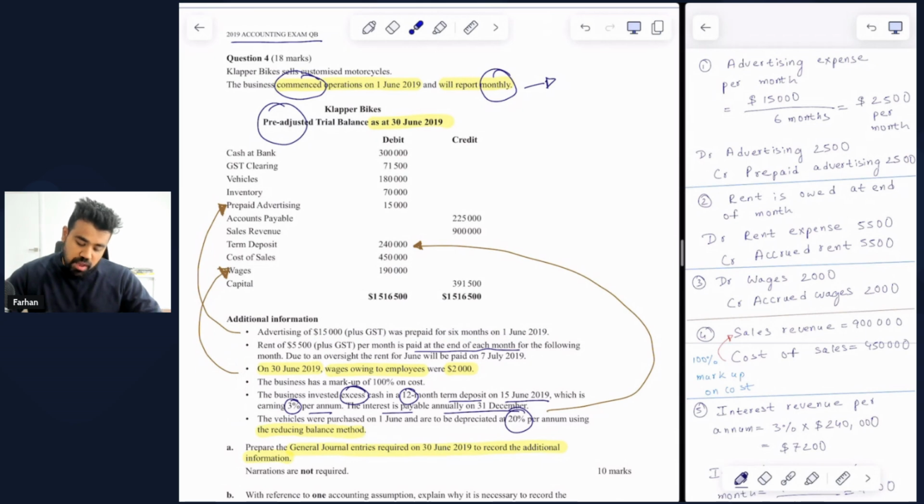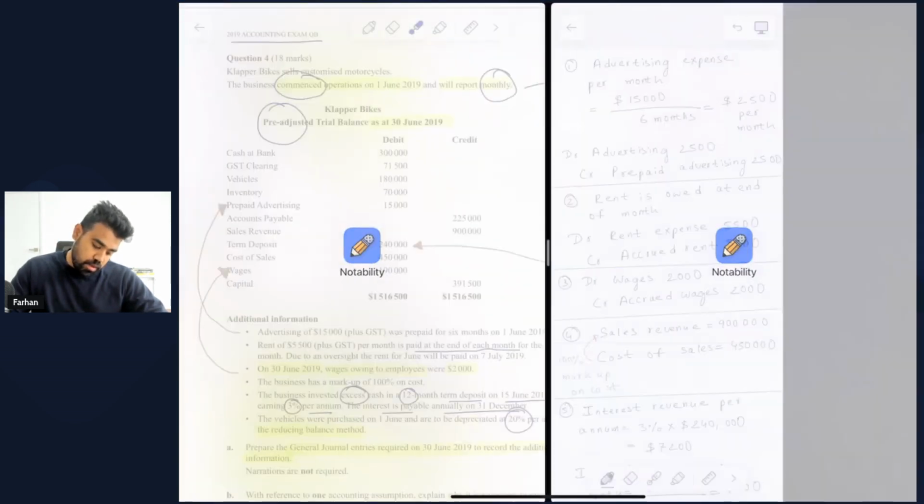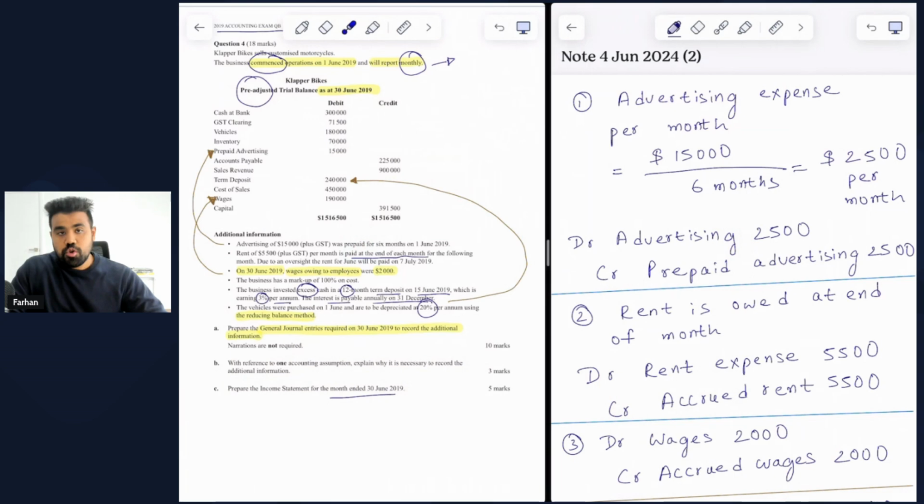The question requires us to prepare the general journal entries on 30 June 2019 to record the additional information. You don't need any narrations. So on the right hand side of the screen, you can get to see all the workings that I have done. So I'll explain you each and every working step by step. So make sure to follow through towards the end of the content. So let's go back to the first additional information that we had. Advertising of $15,000 plus GST was prepaid for 6 months on 1 June 2019.